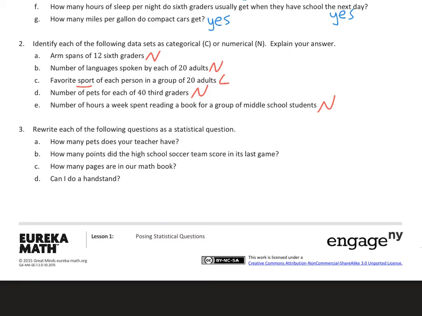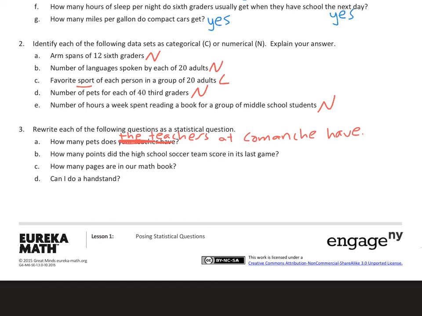We're just asking one person a question, and we're getting one answer. But we could say, how many pets do the teachers at our school have, right? So instead of saying your teacher, say, how many pets do the teachers at Comanche have? So when you're writing these questions, really just think about how can I change it from getting one answer from one person to getting a group of answers from a group of people.